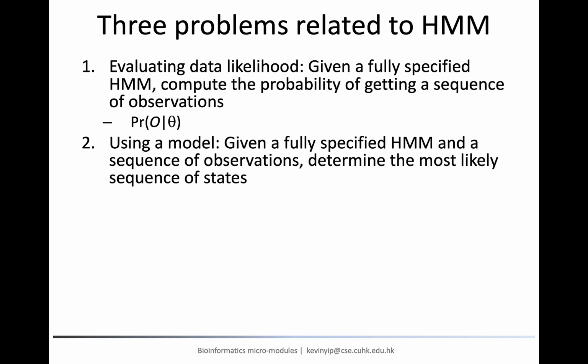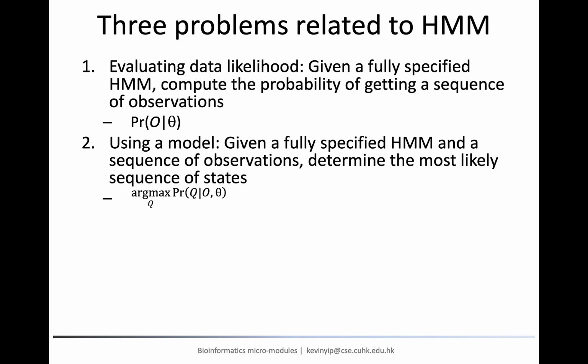The second problem related to hidden Markov models can be described as predicting the hidden states. Basically, given the parameters of a model and a sequence of observations, we want to know which state sequence is the most likely among all possible state sequences.